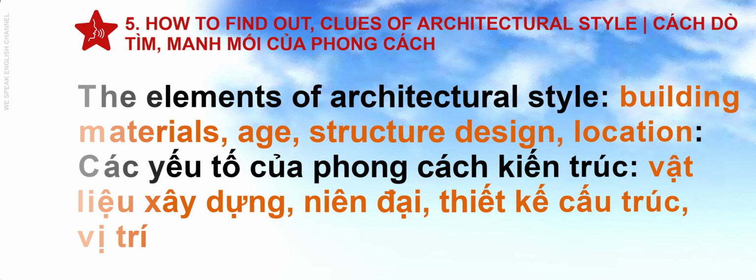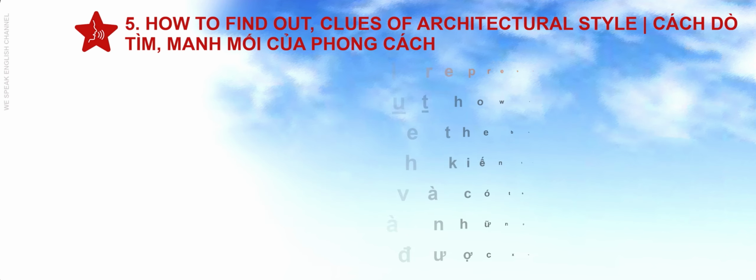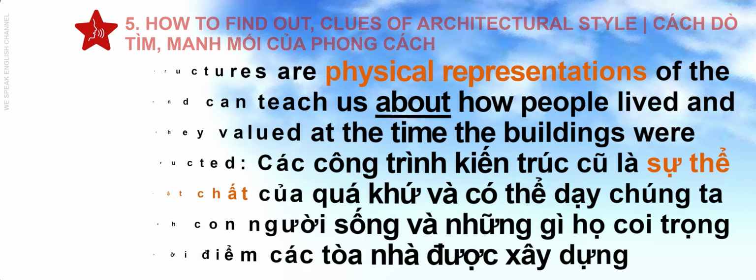The elements of architectural style: building materials, age, structure, design, location. Old structures are physical representations of the past and can teach us about how people lived and what they valued at the time the buildings were constructed.